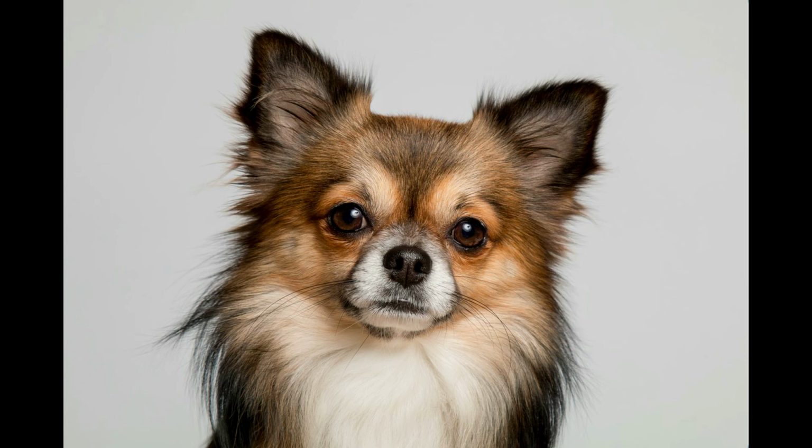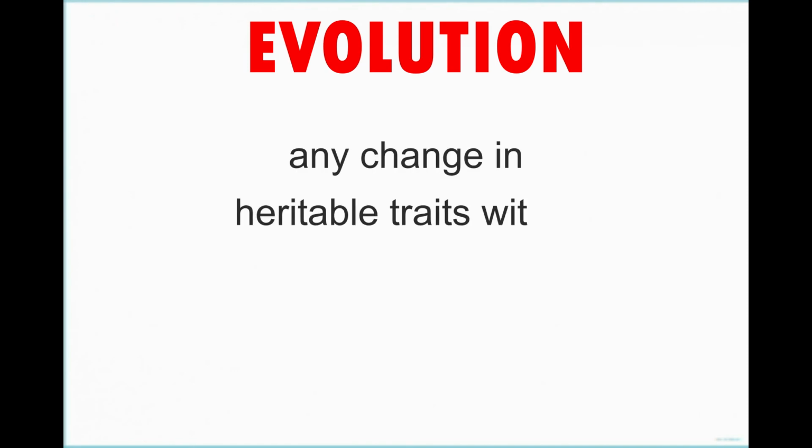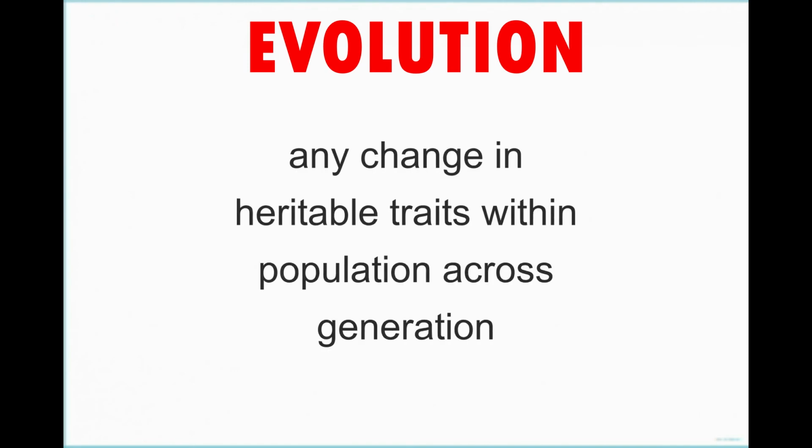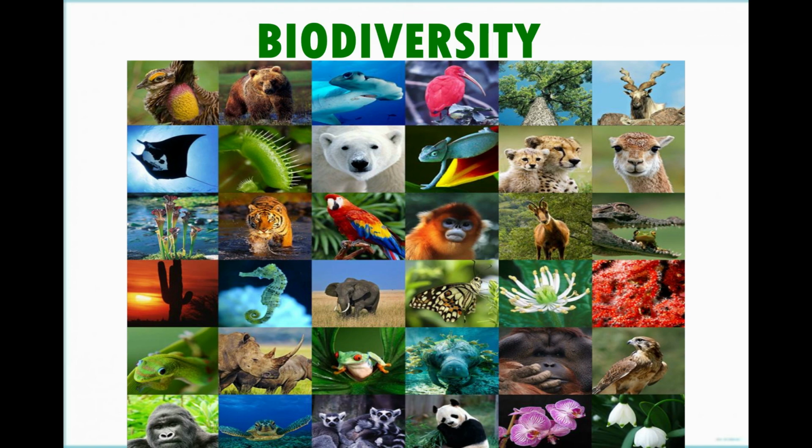The new dog matures to be similar to its parents, but also unique because it developed new traits from the mother and new traits from the father, and its new traits can be passed on to its children. And again, evolution: any change in heritable traits within a population across generations. The start of the diversity of organisms on Earth is because of evolution. The adaptation and change of these species in order to survive resulted in our biodiversity.